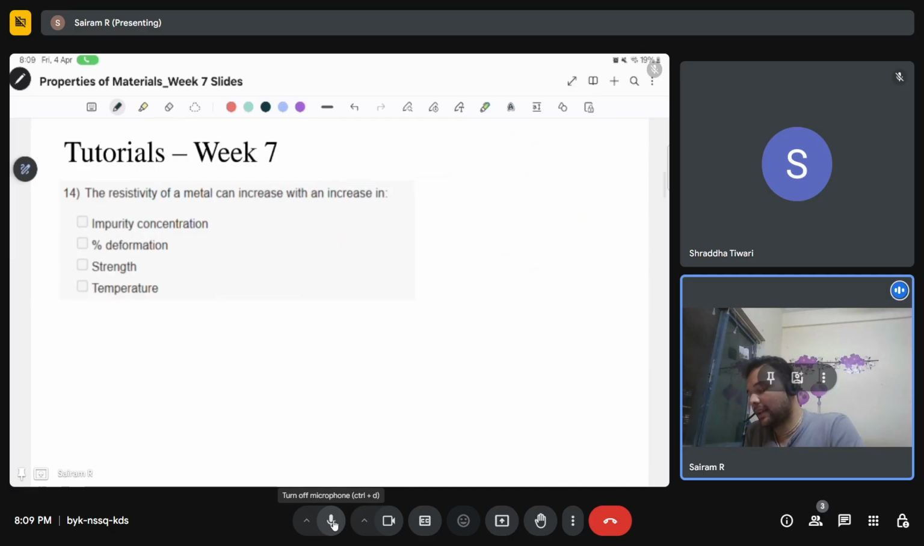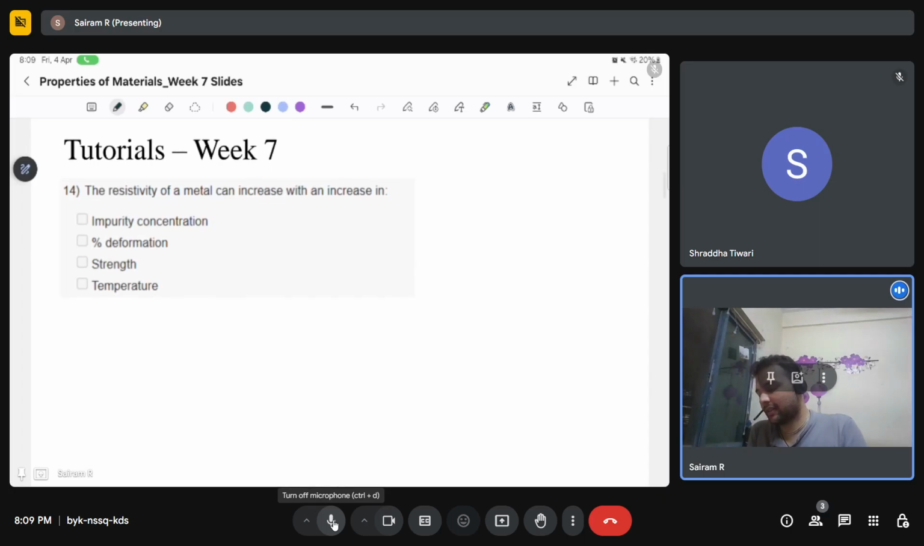The resistivity of a metal can increase with an increase in impurity concentration, percentage deformation, strength, and temperature. I'll pause for a second for you to give a thought about it. If someone can unmute and answer, please do. This is a very interesting question. You can give it a try.